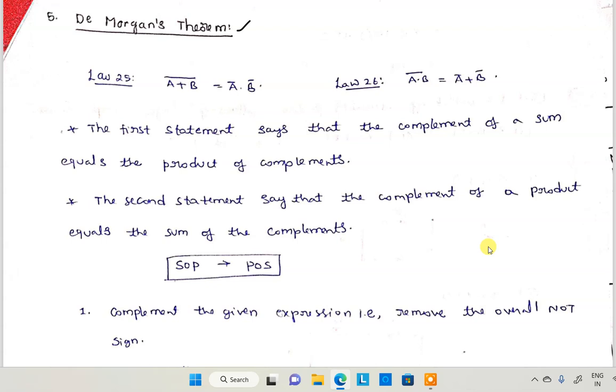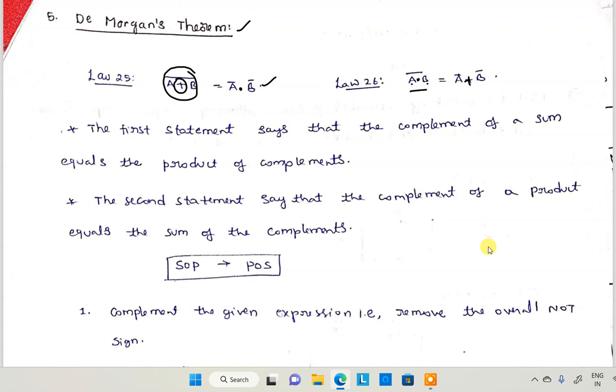Law number 25, A plus B whole bar. Whenever we apply the De Morgan's theorem, the plus sign is converted into product, right? So A bar and B bar. Okay, this is the product. So next, law number 26, A B whole bar, this product is converted into plus, A bar plus B bar. Clear? So finally, what is the De Morgan's theorem?